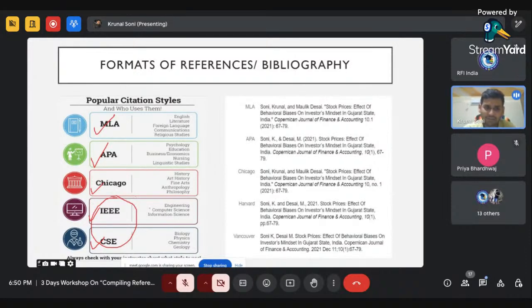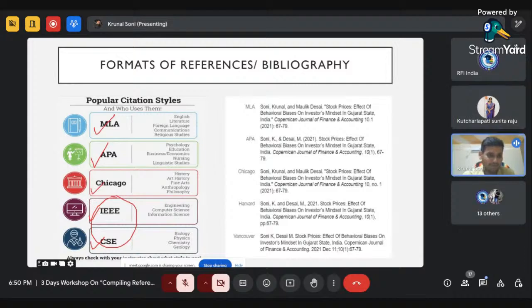Is anybody from science and engineering? Or are all from commerce and management? Science, sir. Okay, so for science, you have to use this, right? So keep this in mind. IEEE is most preferable if you are from a technological background, school of technology or something. Majority of the papers have been published in IEEE journals, right? But CSE is also part of it, if you are from science, chemistry, biology. Sir, I'm from an IT background, so for IT, IEEE and CSE are the best, as you suggest. Yes.